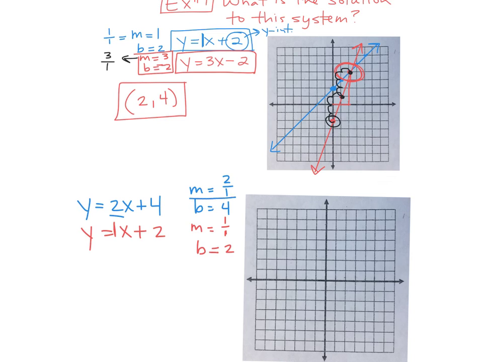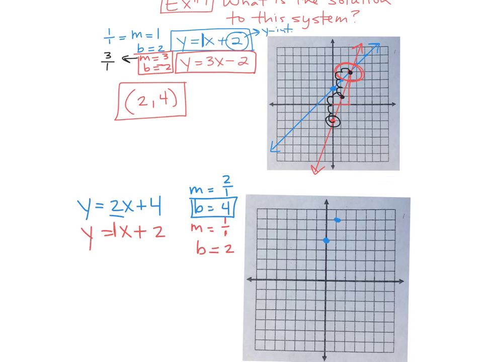You're going to plot your b first. So where do I move for that 4? Up 4. 1, 2, 3, 4. Okay, and now your slope is 2, so you're going to go up 2 over 1. Okay, I'm not going to leave those there because I don't want the mess of it.